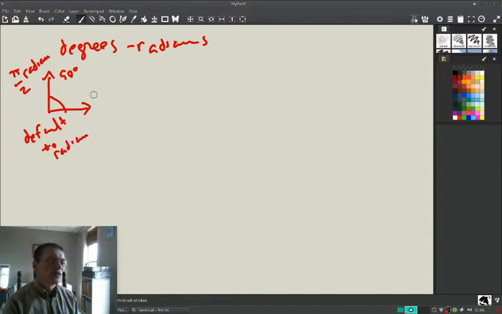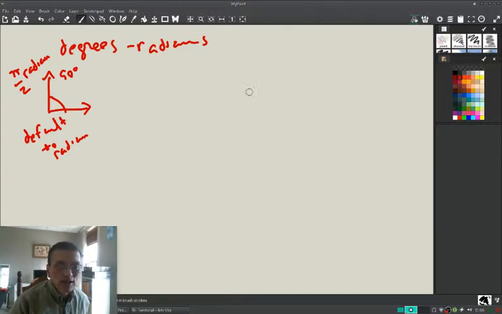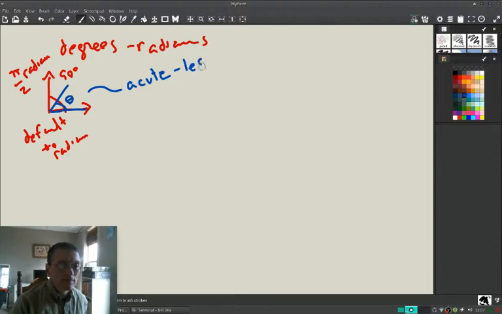When we try and draw angles, we'll use degrees often, but eventually we want to switch into radians, especially when we talk about revolutions and things like that. So, degrees and radians. We also talk about an angle as being acute. Say this angle here was theta. This is an acute angle. Acute means a lot of things in English, but here it means less than 90 degrees.